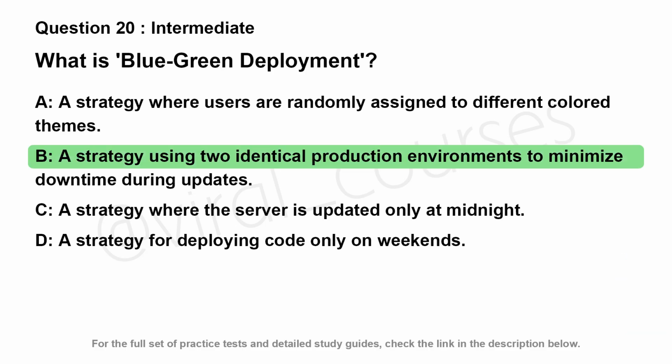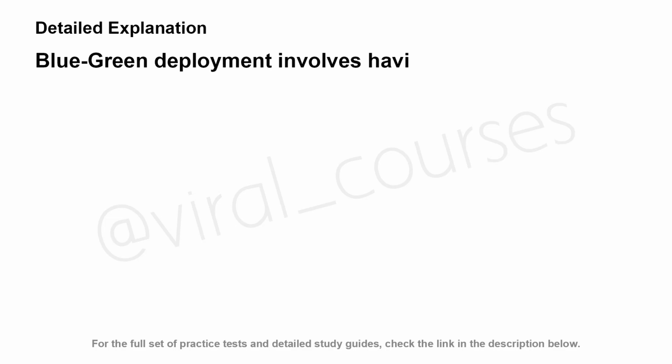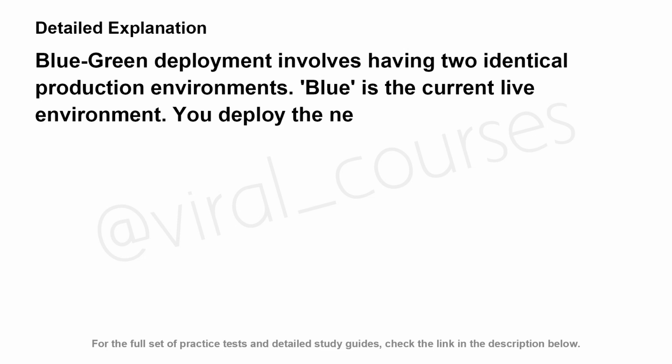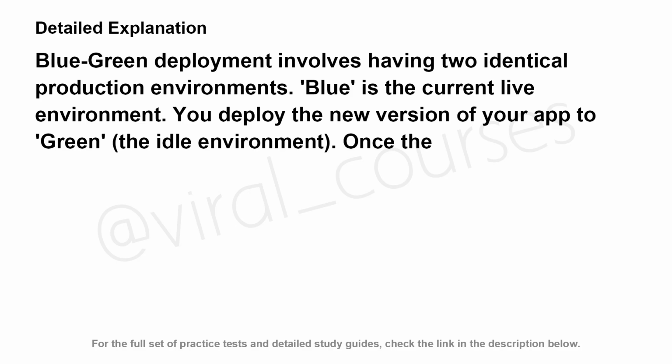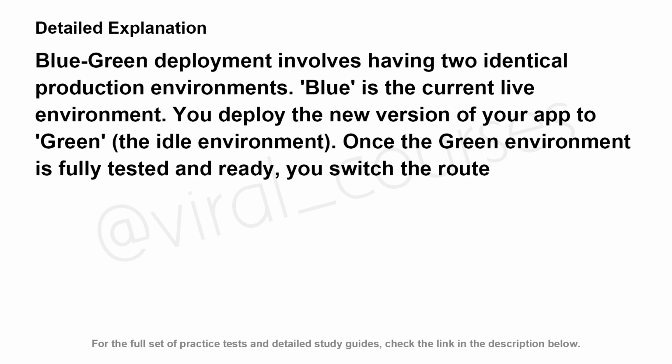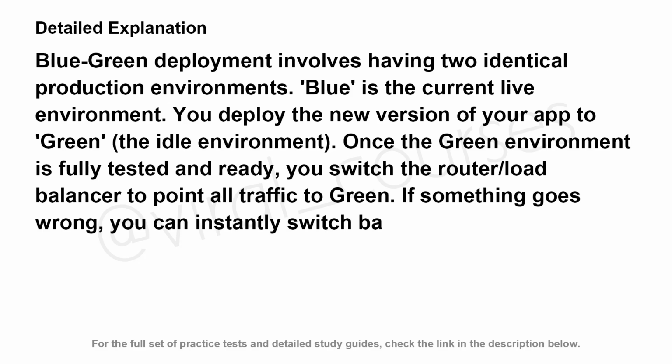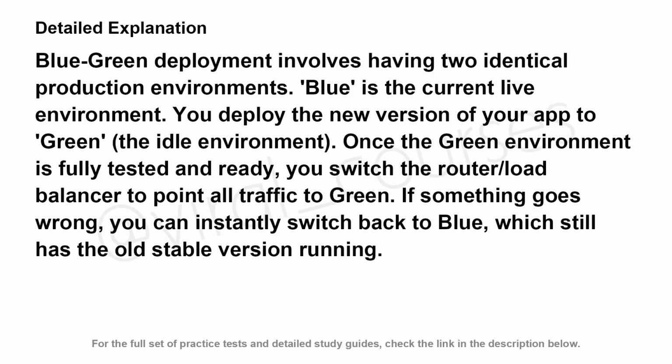The correct answer is B. Blue-green deployment involves having two identical production environments. Blue is the current live environment. You deploy the new version of your app to green, the idle environment. Once the green environment is fully tested and ready, you switch the router or load balancer to point all traffic to green. If something goes wrong, you can instantly switch back to blue, which still has the old stable version running.